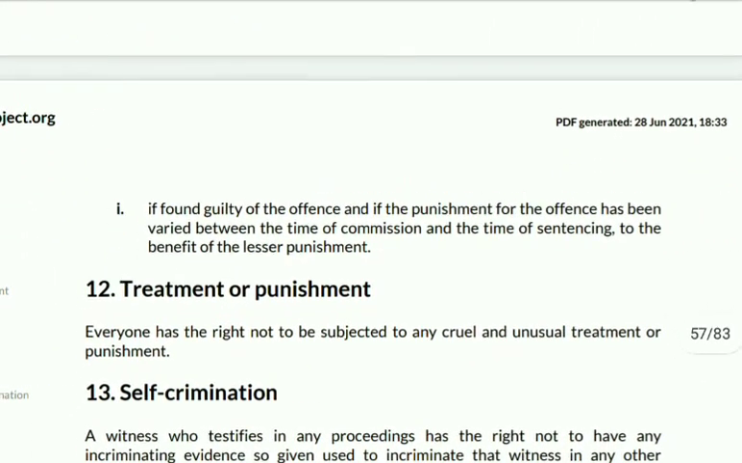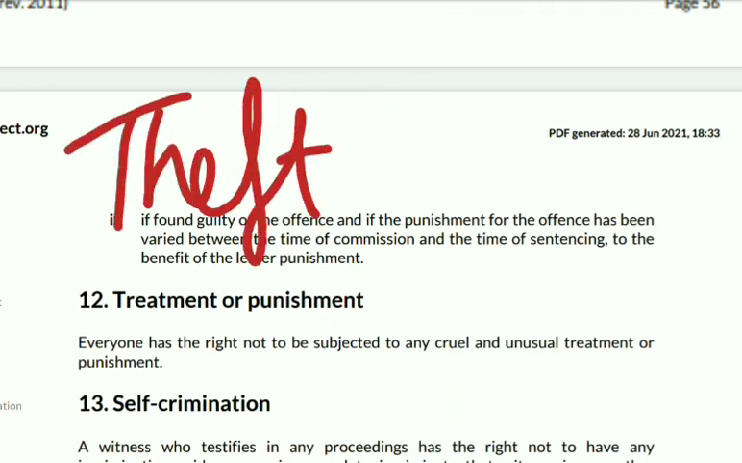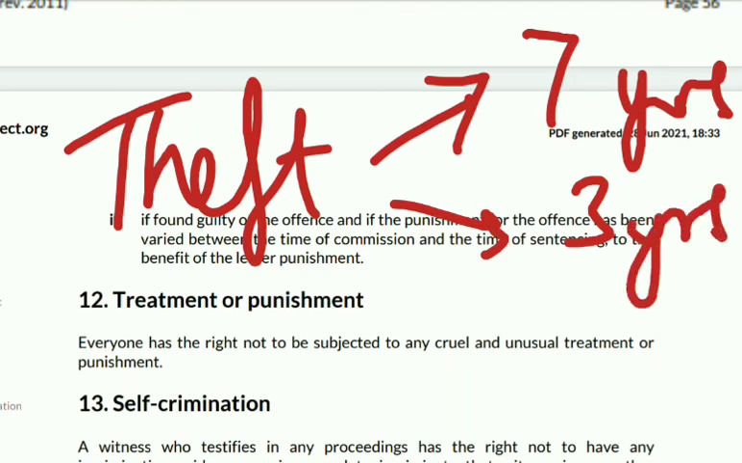Last is if found guilty of the offense and the punishment for the offense has been varied between the time of commission and the time of sentencing, to the benefit of the lesser punishment. So suppose for theft, earlier the punishment was 7 years and later on it was reduced to 3 years. The benefit of lesser punishment will be given to the person who is found guilty in case there comes a variation in the punishment.